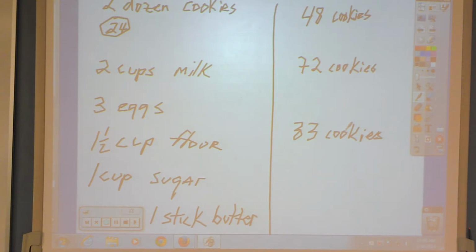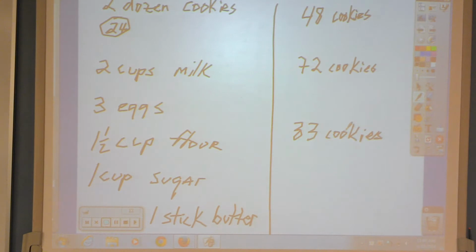2 times 3 eggs is 6. 2 times a cup and a half is 3. Please tell me you didn't have to multiply that. 2 times 1 is 2, 2 times 1 is 2. So you just use this conversion factor to double your ingredients. Next one, 72 divided by 24 is 3. And 3 is your conversion factor.